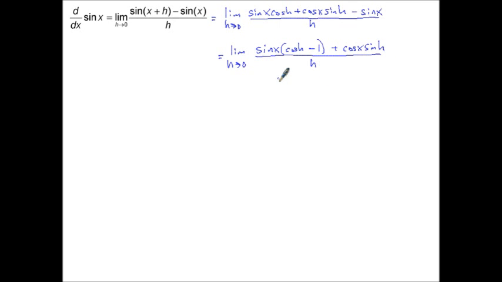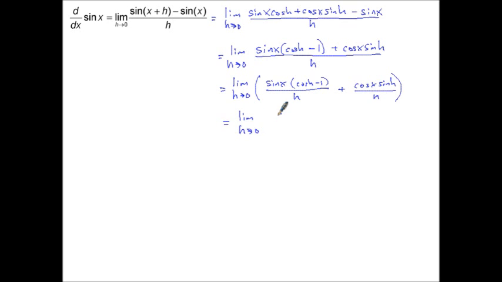Now the wonderful thing about fractions is if I've got multiple parts of my numerator over a single denominator, I can break it up into multiple fractions. So that's what I'm going to do right here. So I've still got the limit as h approaches 0, but I'm going to break this up into sine of x times the cosine of h minus 1 all over h plus the cosine of x sine h all over h. Now with a keen eye you can see those two things I mentioned in the previous slide.